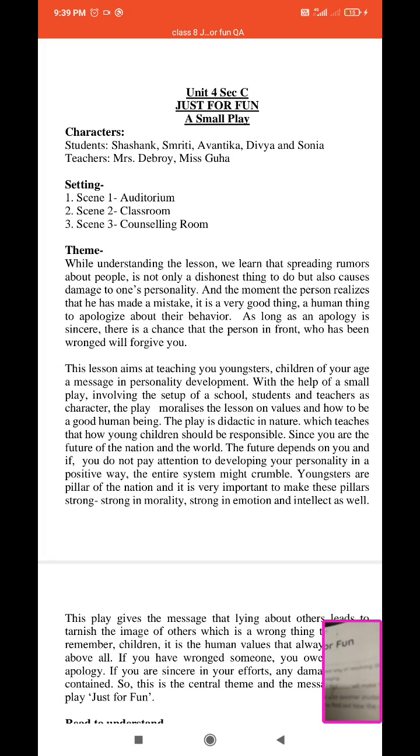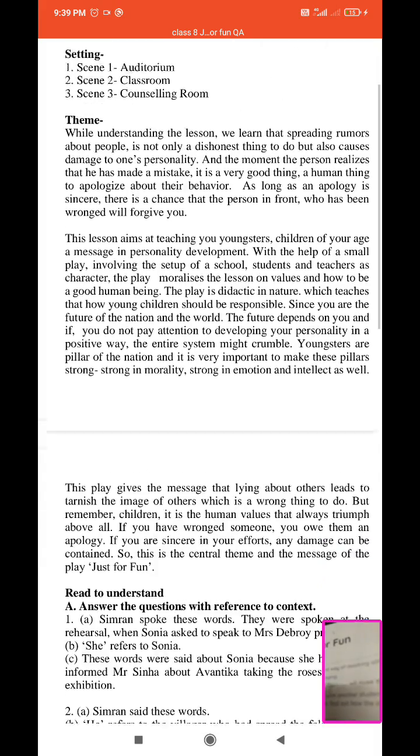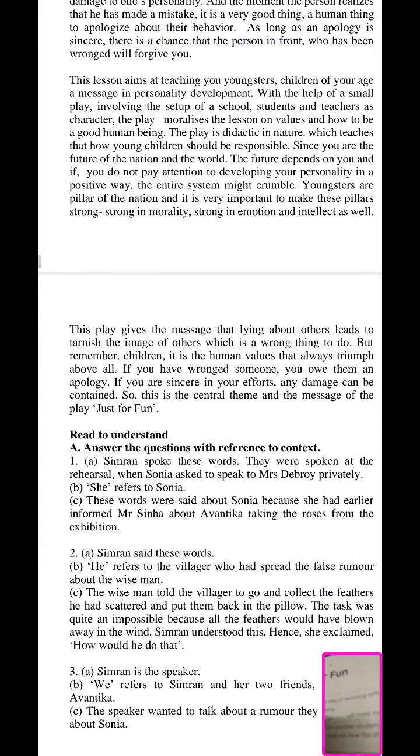So it is very important to make these pillars strong in the sense of morality, strong in the sense of emotion and intellect as well. So this play gives the message that lying about others tarnishes the image of others, which is a very wrong thing to do. But remember, children, it is the human values that always triumph above all.